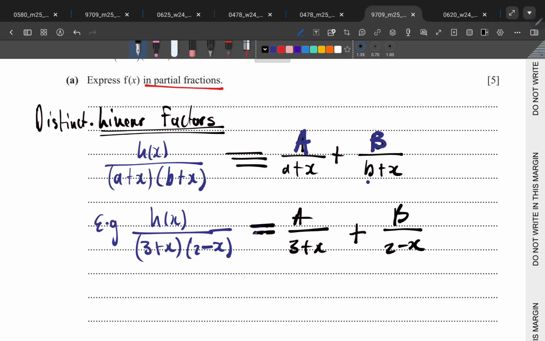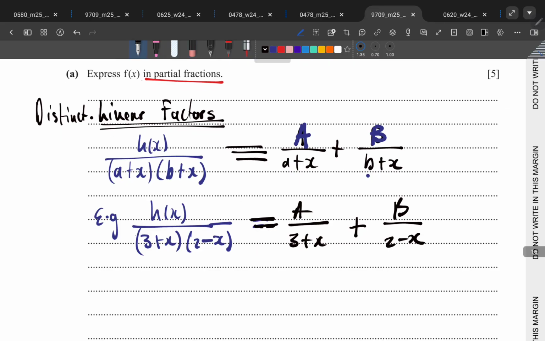This is what happens in partial fractions for case 1. You have distinct linear factors. What is a linear factor? If you look inside the bracket, the highest power of x inside the bracket is 1. So we call that a linear factor. You understand? So here we have a linear factor. Here we have another linear factor. And they're different, so they are distinct, and this is what we get.